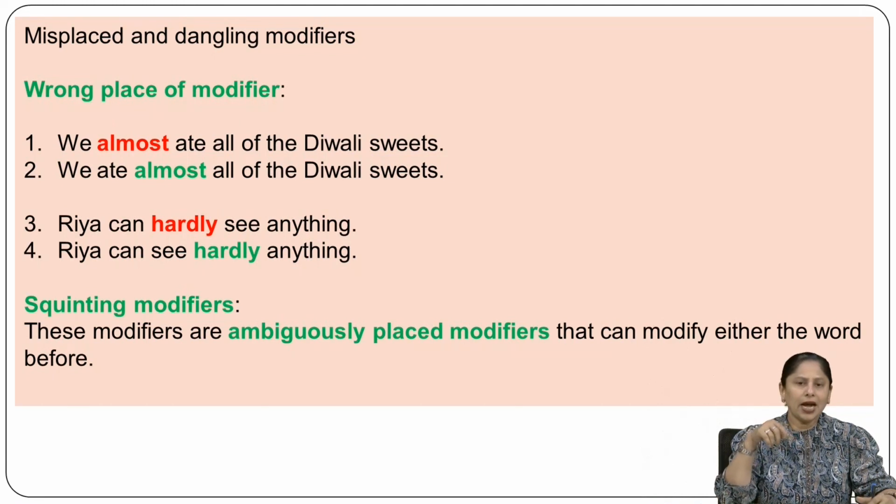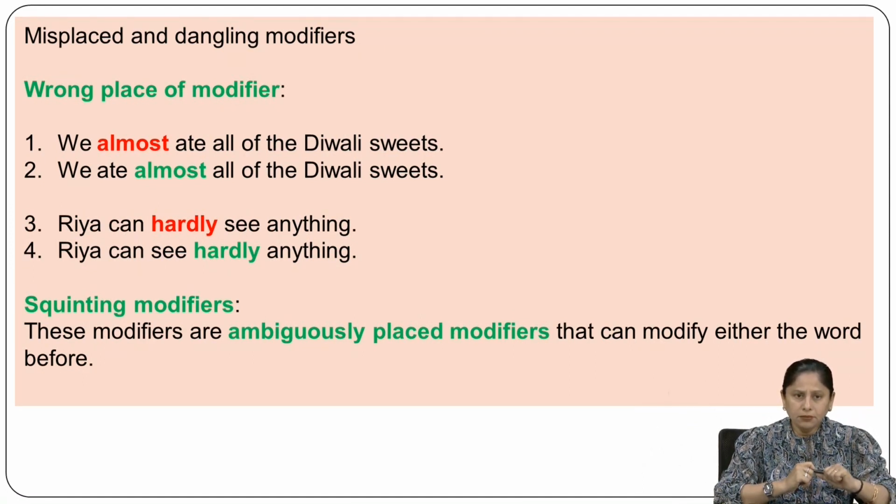Riya can hardly see anything. Riya can see hardly anything. Now look again at this sentence: Riya can hardly see anything. Can and see are the two verbs, and the modifier comes in the middle of the two verbs. Can is an auxiliary verb, see is the main verb, and hardly is the adverb which plays the role of the modifier, because adverbs are modifiers. As I told you in the earlier session, you have to remember it.